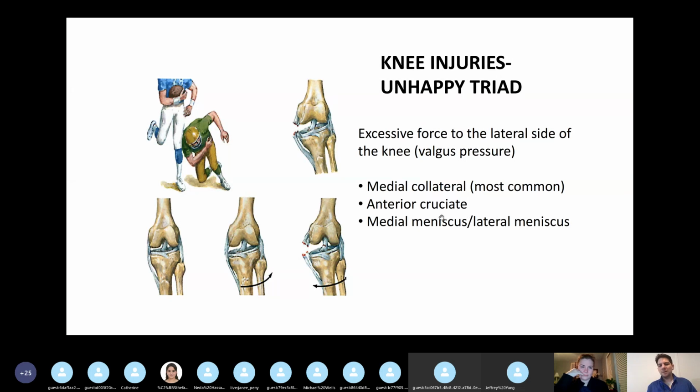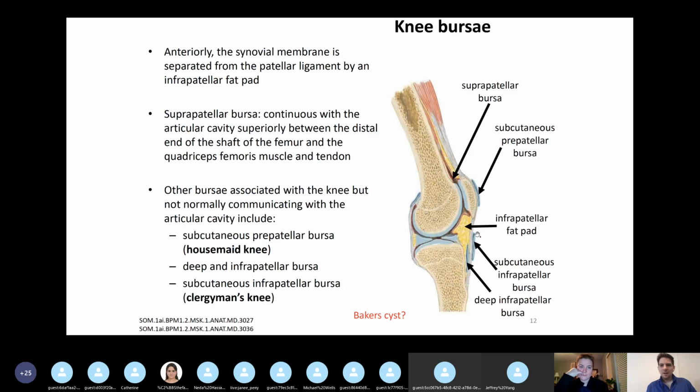So just remember, of course, the ACL is going to be what you injure, not the PCL. Other than that, the medial is kind of obvious. It's still debated out there which one happens, medial or lateral, but it could be one of the two.